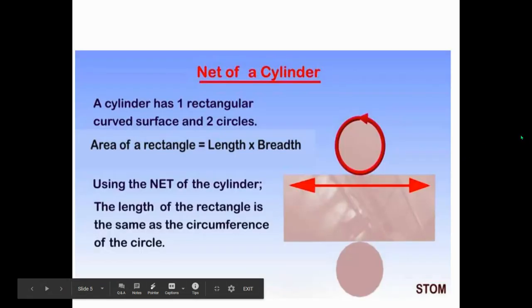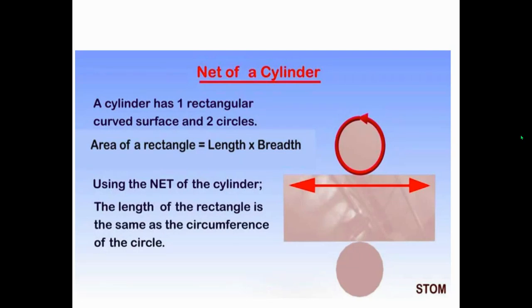The net of a cylinder has one rectangular curved surface and 2 circles. So if you unfold that curved surface, it looks like a rectangle, and it is the height of your tin can or your cylinder, and it is the circumference of a circle because it would go around that top or bottom part, and that's the circumference of a circle.